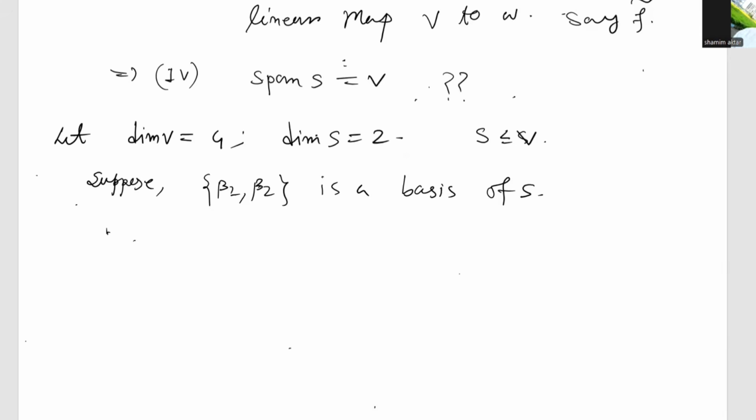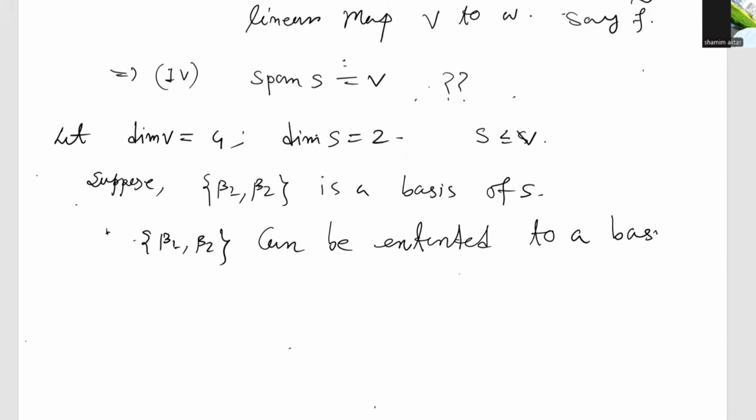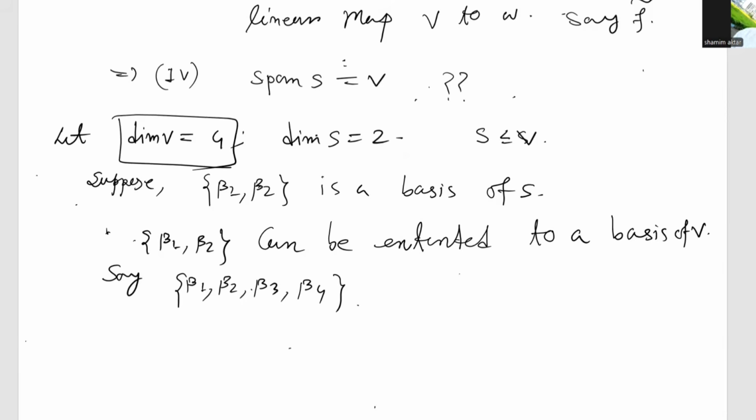So beta 1 and beta 2 can be extended to a basis of V. Say this basis is beta 1, beta 2, beta 3 and beta 4, that is, V is 4-dimensional as we chose, so this is a basis of V.